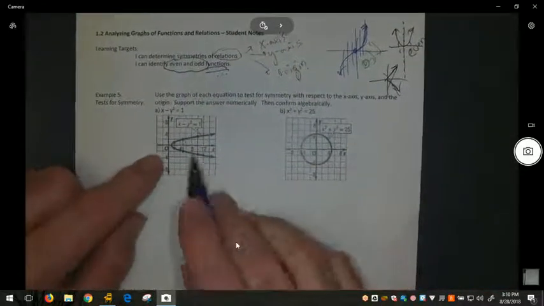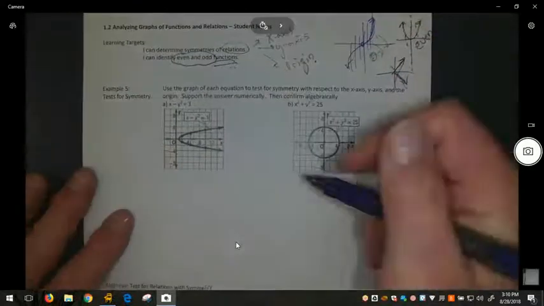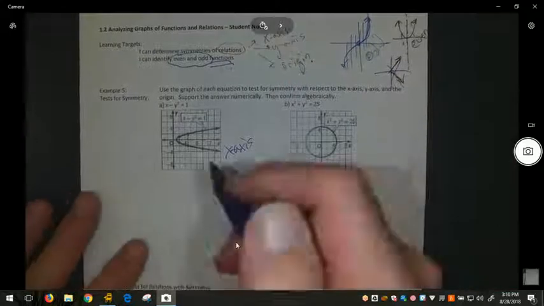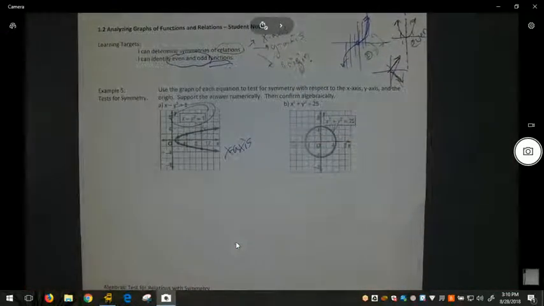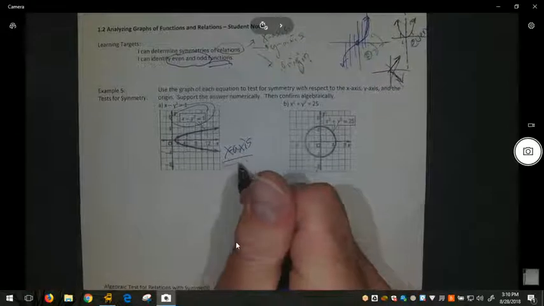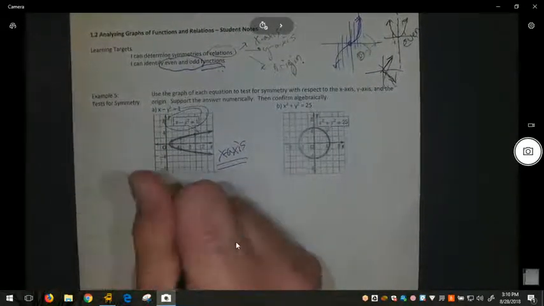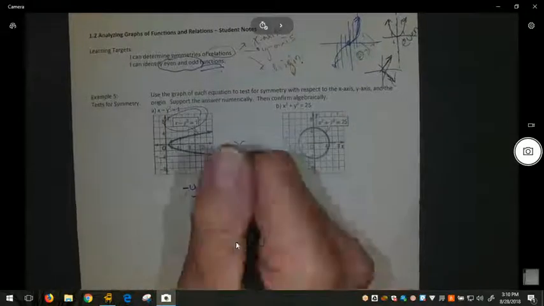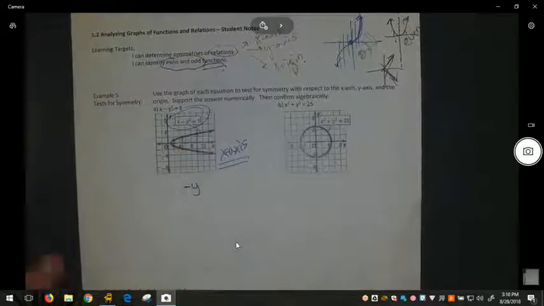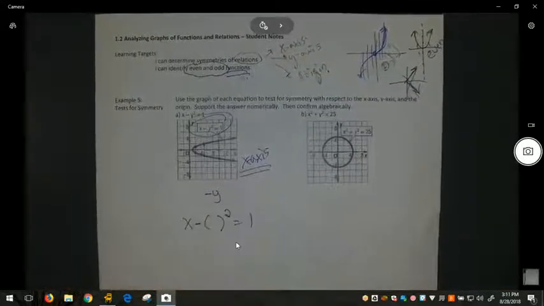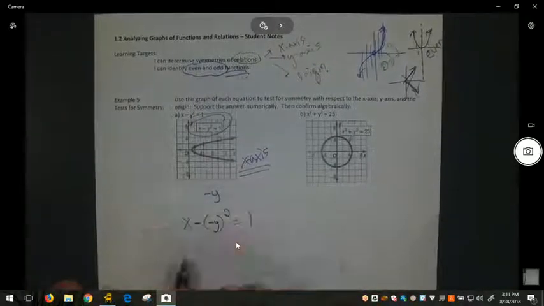On this graph, you can clearly see that the points are reflected across the x-axis, so this has x-axis symmetry. However, there is a test that we can do algebraically. The test if something has x-axis symmetry, we will do the opposite of y. What that looks like is this: x minus y squared equals 1. In place of y, we are substituting the opposite of y.